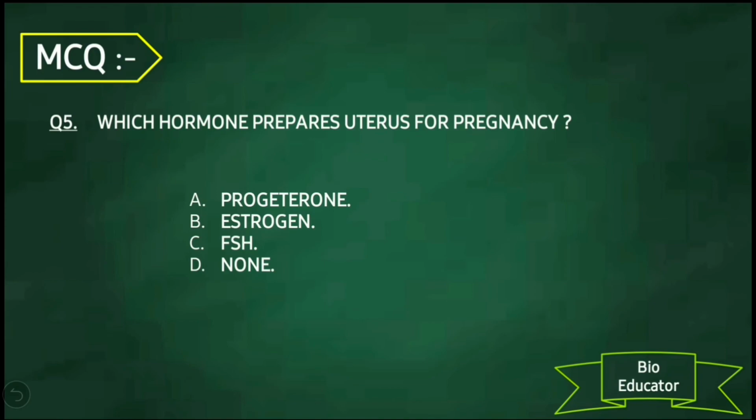Question number 5. Which hormone prepares the uterus for pregnancy? We know that the progesterone hormone prepares the uterus for pregnancy. So A is the right answer.